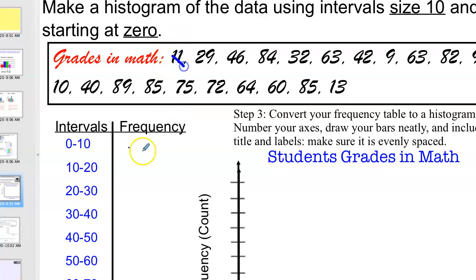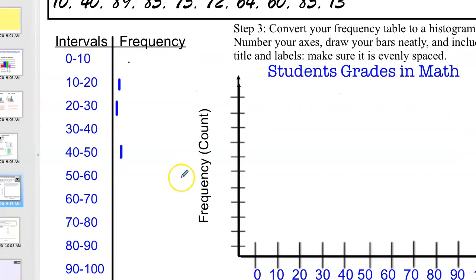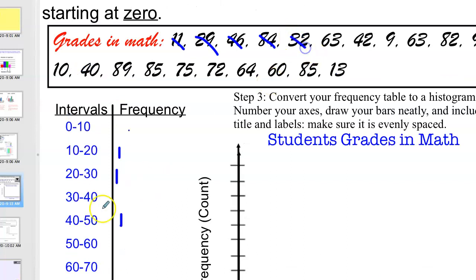So 11 is going to go in the interval of 10 to 20. 29 is going to go between 20 and 30. 46 is between 40 and 50. 84 is 80 to 90. 32 is 30 to 40. 63 is 60 to 70. 42 is 40 to 50. 9 is going to be between 0 and 10.